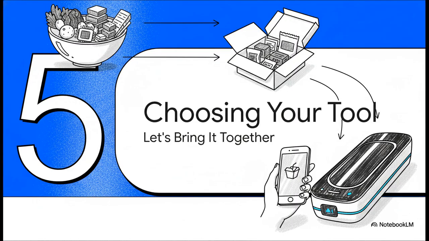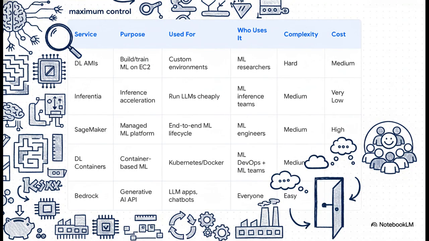All right, we've covered the 4 main philosophies: the raw ingredients, the guided meal kit, the specialized pressure cooker, and the instant takeout. Now let's put it all on one table so you can see everything side by side and make the perfect choice for your next project. So this table really is your cheat sheet. Let's just walk through it real quick.